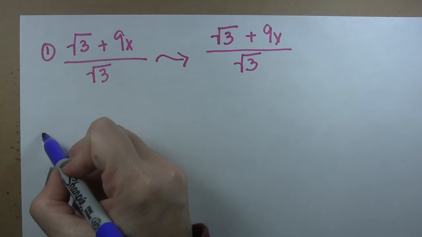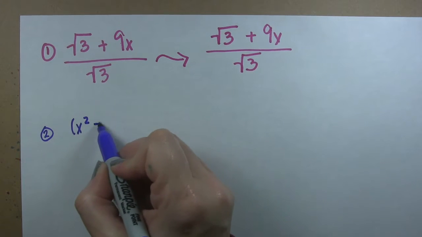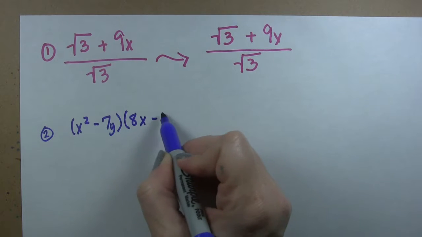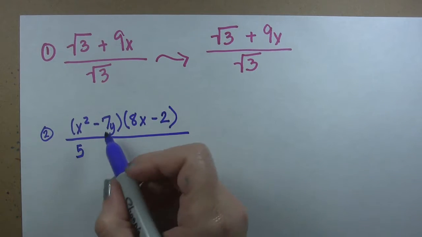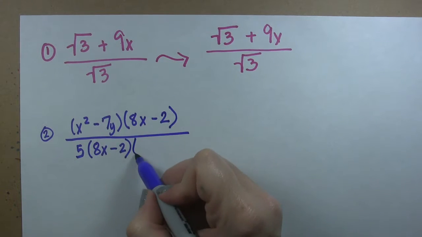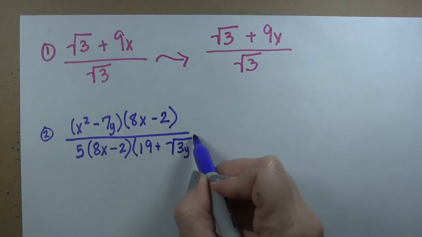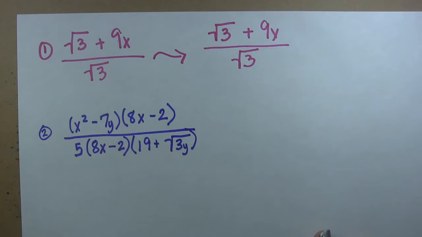Let's try another one. Let's say that we had x squared minus 7y times 8x minus 2 over 5 times 8x minus 2 times 19 plus the square root of 3y. Okay, what can that simplify down into?